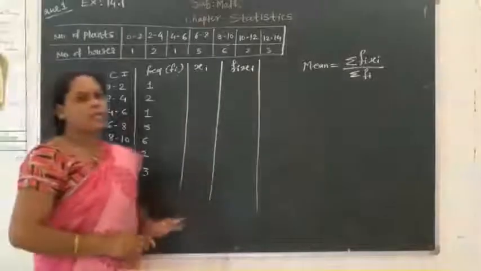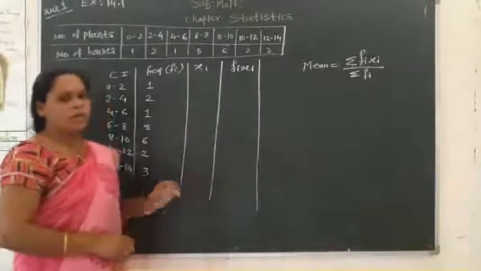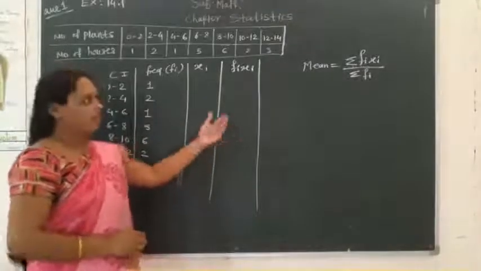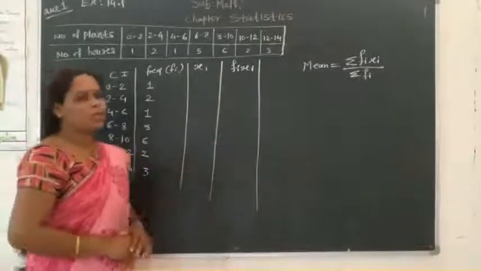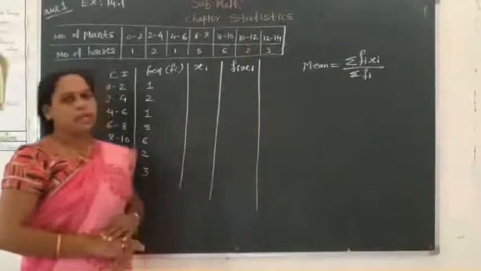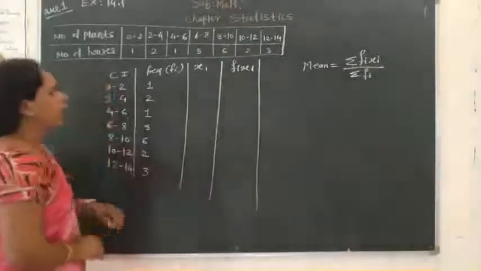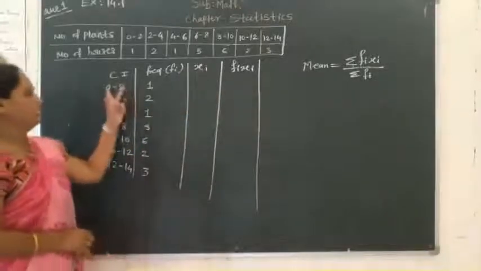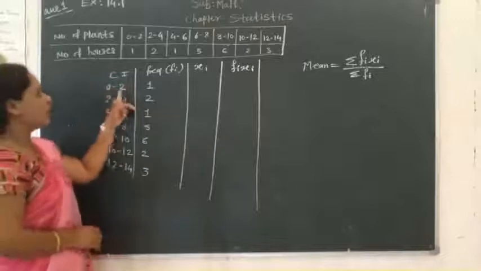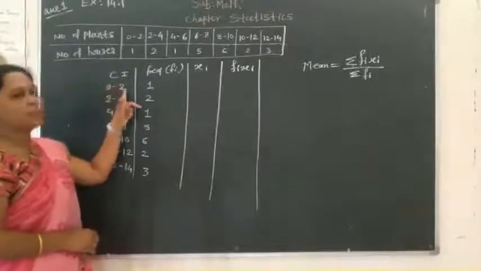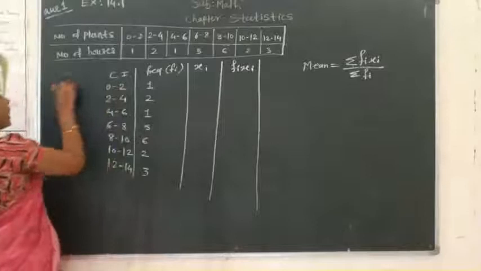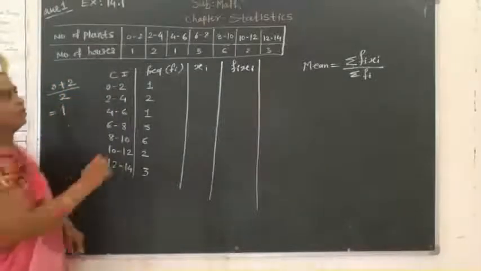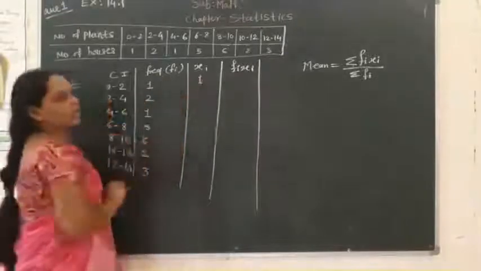Whether it is the direct method, the assumed mean method, or the step deviation method, in all methods these four columns are fixed. For the assumed mean and step deviation methods, some more columns are added. Now how to find Xi? Xi means the mean value of the class interval. The first class interval is 0 and 2. Addition of upper limit and lower limit is 2, divided by 2, that value is 1. So Xi equals 1.